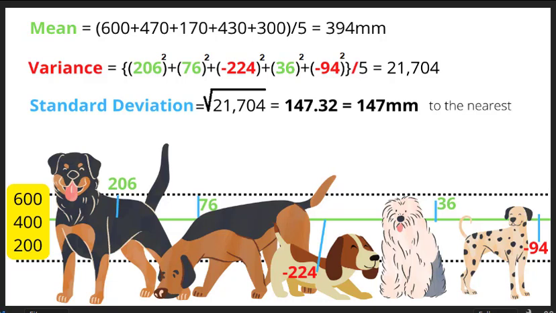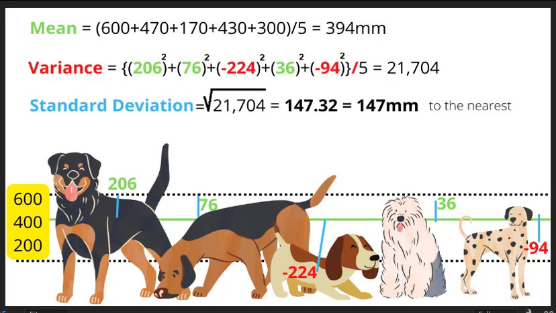Now let's say you are asked to calculate the mean, the variance, and the standard deviation of these dogs. The mean is simply the sum of all observations divided by the number of observations. So 600 plus 470 plus 170 plus 430 plus 300, divided by 5, because there are 5 observations. So 394 is the average or the mean height of these dogs.